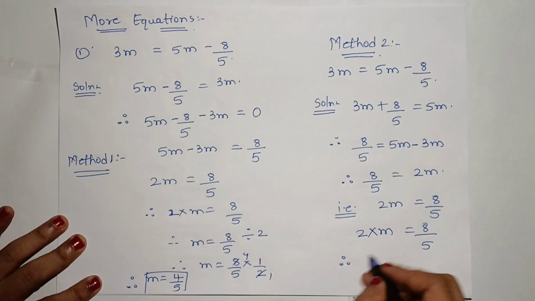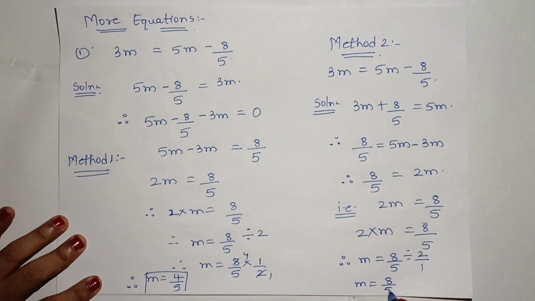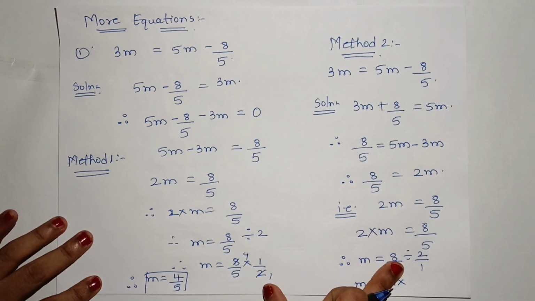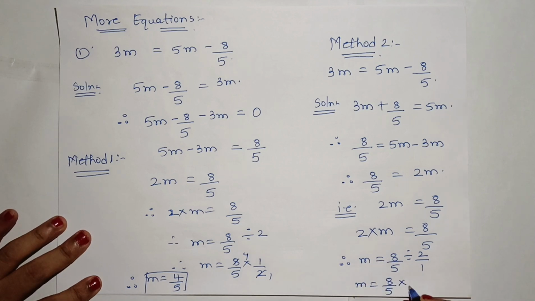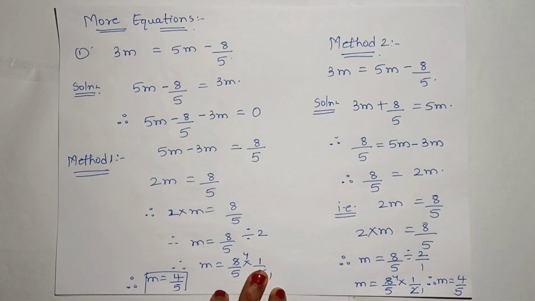Therefore, same method, whatever we have done over there, 8 by 5 divide by 2. No number is there means 1. m equals 8 by 5 into, you have learned this method in the chapter fractions, division of fractions, 1 by 2. So 2 ones are 2, 4 fives are 20. Therefore, your final answer is what? 4 by 5. I hope you understood this question thoroughly. Let's switch to the next question.